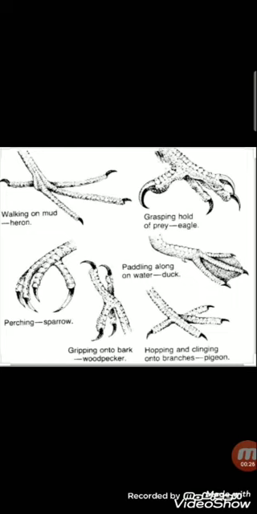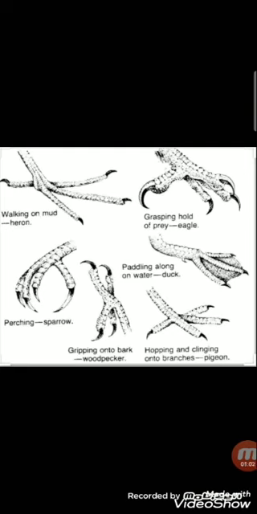Let's see. Walking on mud. Which bird walks on mud? Heron. It catches fish. Next, grasping hold of prey. It is eagle. Next, perching. Sparrow. Next, gripping onto bark. That is woodpecker. Paddling along on water. It is duck. Duck has webbed feet, and these webbed feet help duck to swim in water.